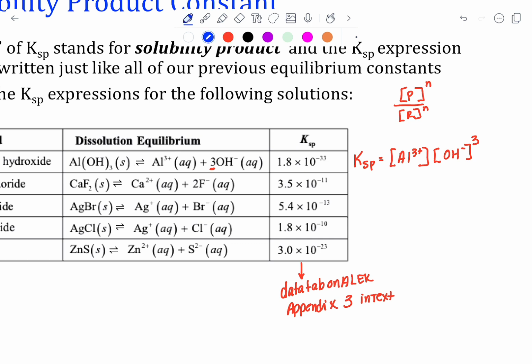Our next one is calcium fluoride. So our Ksp is going to be the concentration of the Ca2+ and the F-. And it has a 2 out in front of that fluorine, so we're going to square it. Okay, you try the last 3 on your own.